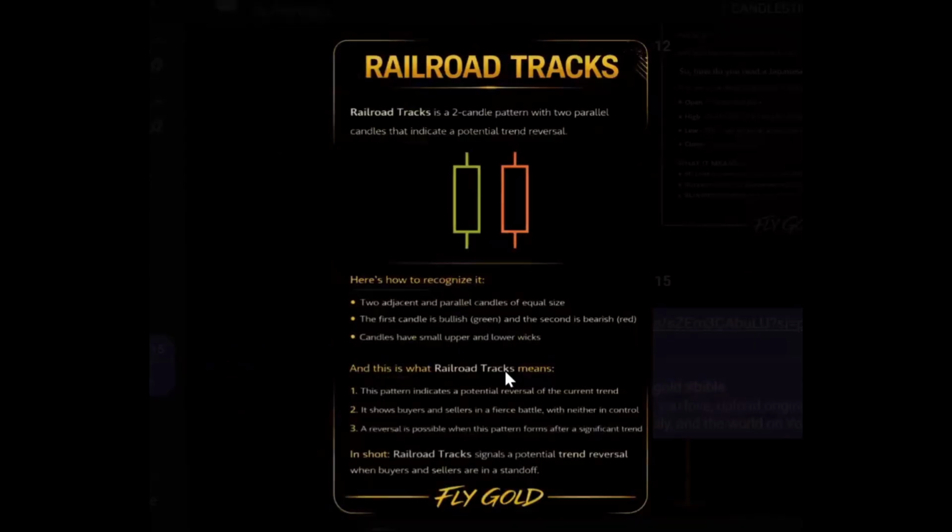We got railroad tracks, which is one of my favorites. This can happen in either direction. In this situation, this is why I got into the sell on gold today on a 1 hour chart. There's this exact pattern. This can also happen where the red candle's first and then the green candle, and it does a buy. It's bullish. So this can happen either direction.